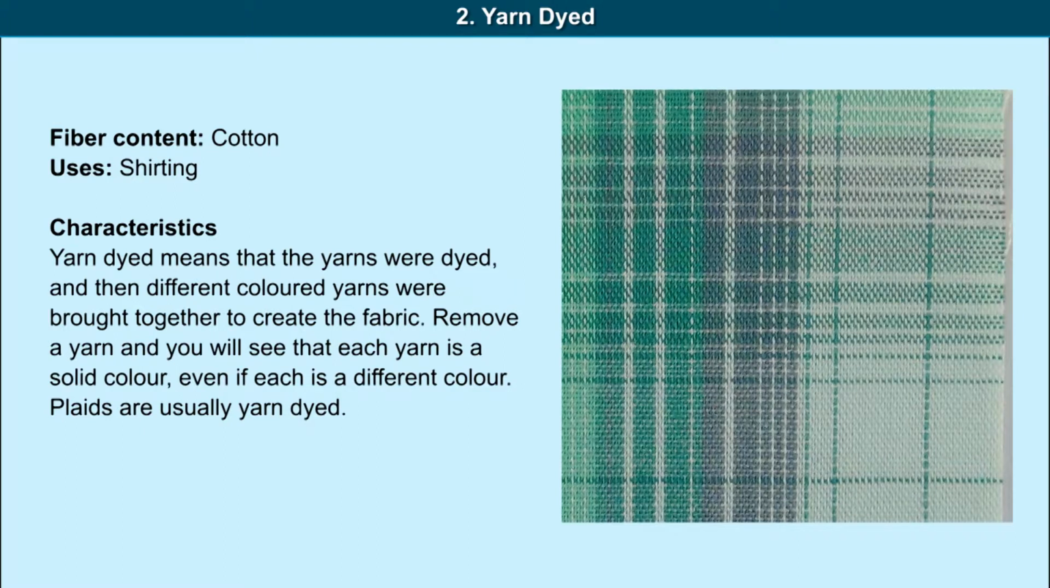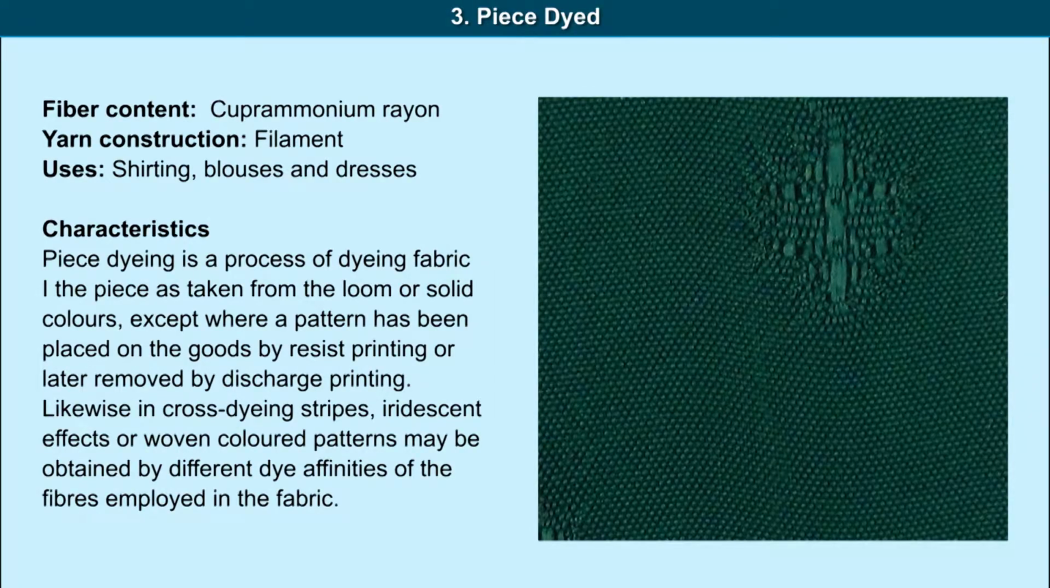Piece dyed. This is a filament which is used, and it is used in shirting, blouses and dresses. Piece dyeing is a process of dyeing fabric. The piece is taken from the loom in solid colors, except where a pattern has been placed on the goods by resist printing or later removed by discharge printing. Likewise, in cross dyeing, stripes, iridescent effects or over colored patterns may be obtained by different dye affinities of the fibers employed in the fabric.